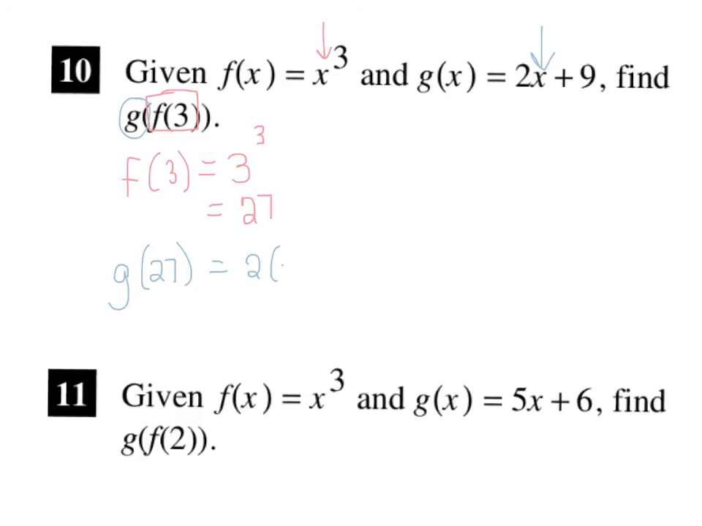So it'll be 2 times 27 plus 9. 2 times 27 is 54, and 54 plus 9 is 63.